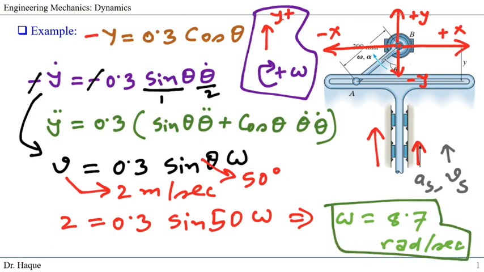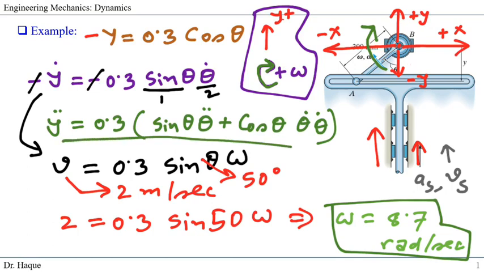You can check your answer. Since we have assumed that the clockwise direction is positive, omega of 8.7 means that the direction of omega is clockwise in this direction. Now we have to find the angular acceleration.